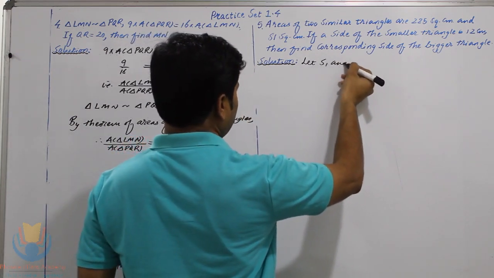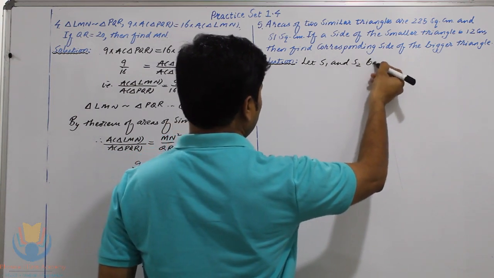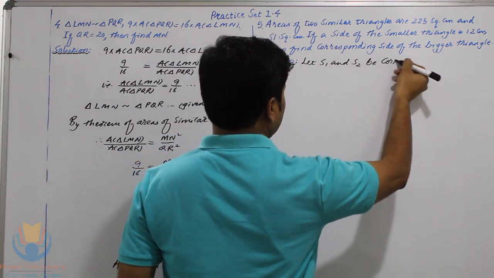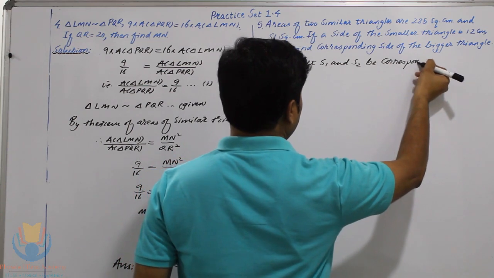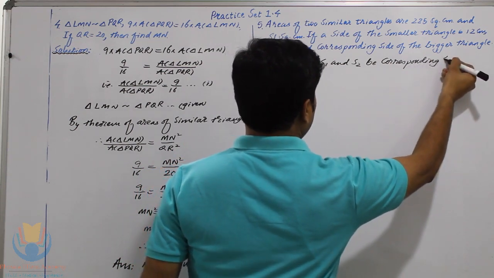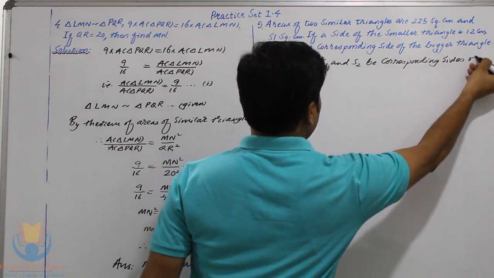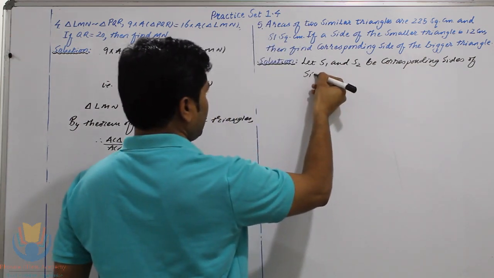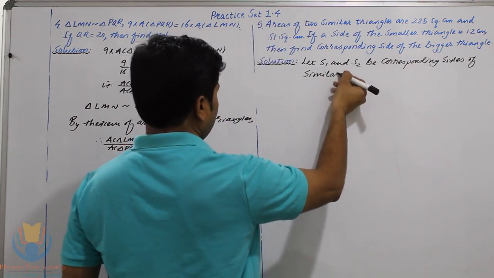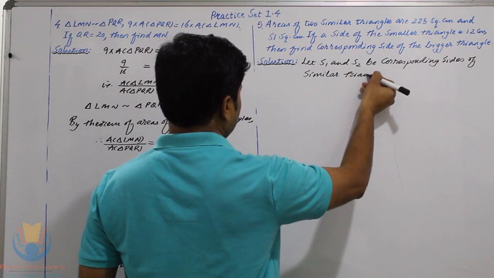Let S1 and S2 be corresponding sides of similar triangles.